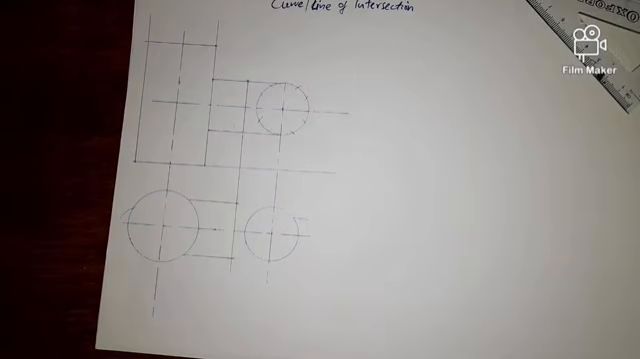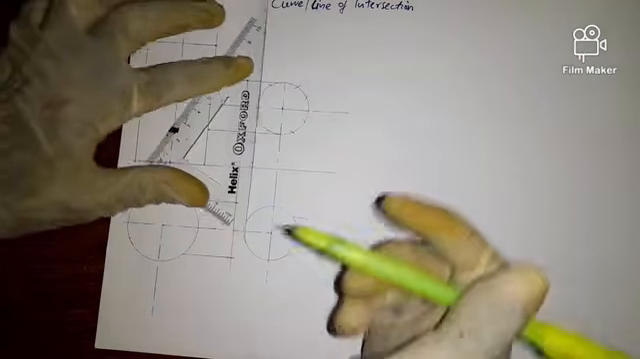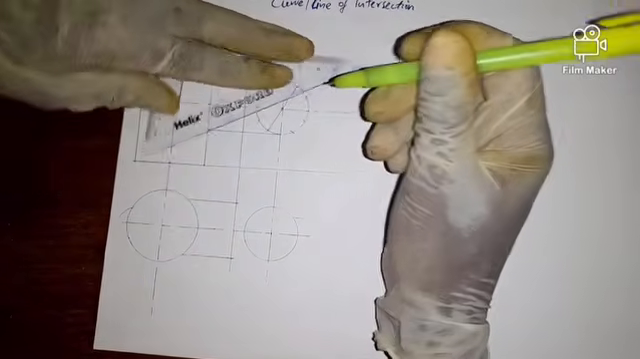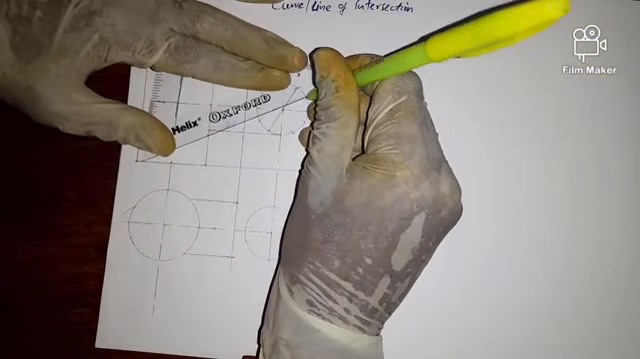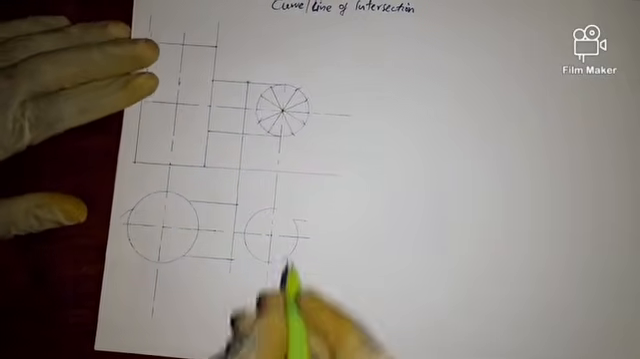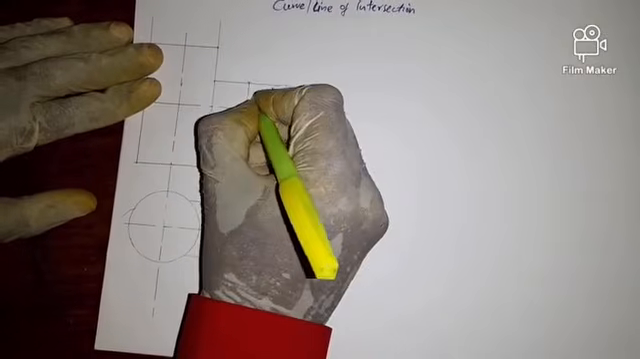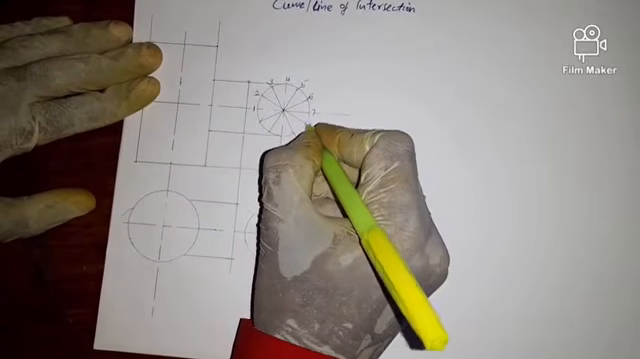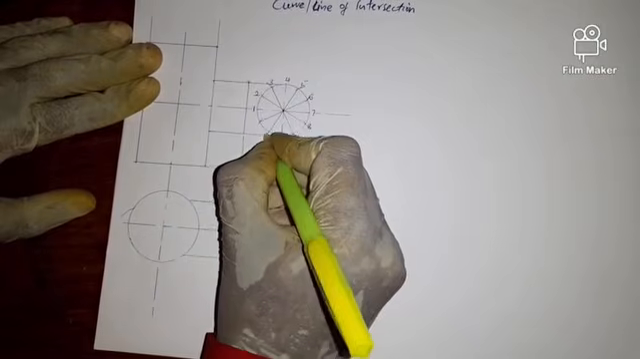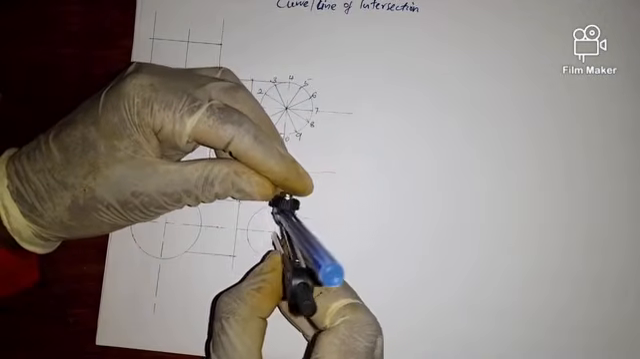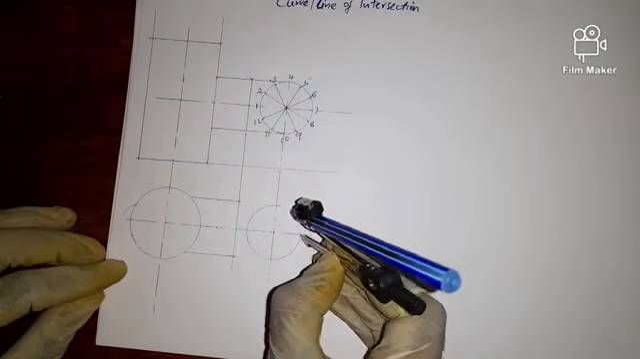Then we join those lines. We can number them 1, 2, 3, 4, 5, 6, 7, 8, 9, 10, 11, 12. We divide the other circle again into 12 parts. So the same procedure will be applied here.